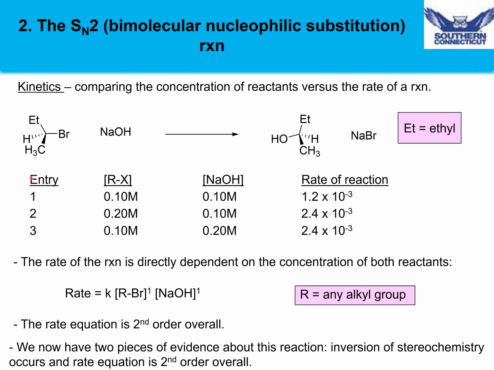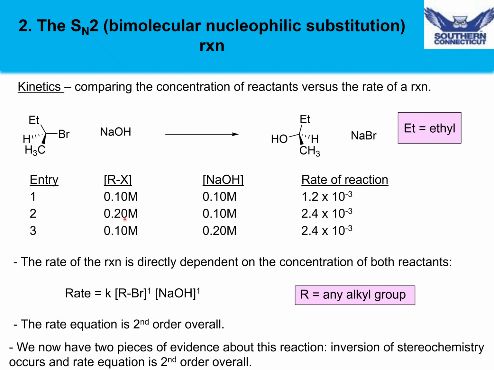If we do different experiments where we're varying the concentration of each reactant, we can observe how the rate of that reaction is affected. As an example, experiment 1 has a concentration for each reactant of 0.1 molar, both for the alkyl halide and for the sodium hydroxide. If we double the concentration of the alkyl halide in a separate experiment for this particular reaction, we notice that the rate of the reaction doubles as well.